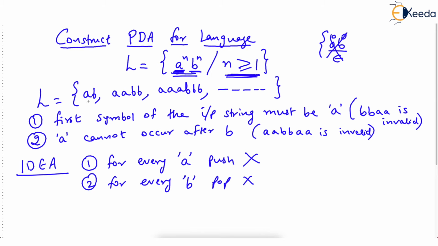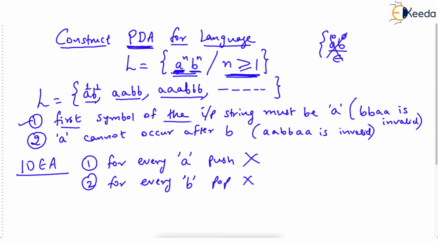So we have a language where the smallest string is ab. You can check, this is a raised to 1, b raised to 1. Then this is a squared, b squared, 2 a's and 2 b's, and so on. So we want to construct a machine, an automaton called a pushdown automaton, which will recognize all these strings.